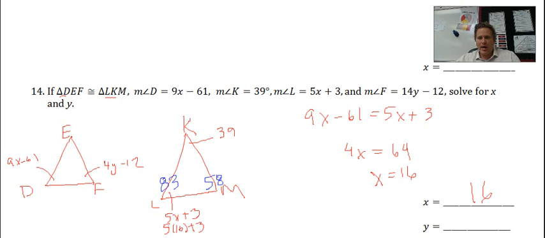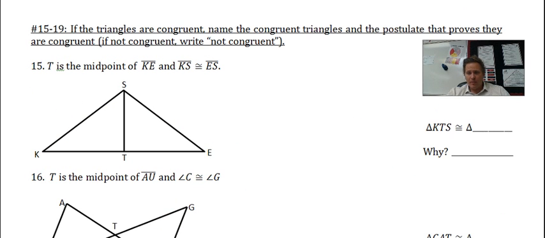Okay, but why did I do that? Because I know that M right here and F are in the same position, so they need to be the same. If I'm solving for y, 4y minus 12 has to equal what M is, and M is 58. So 58 plus 12 is 70. I get 4y equals 70, and dividing both sides by 4, y is 17.5. Cool.